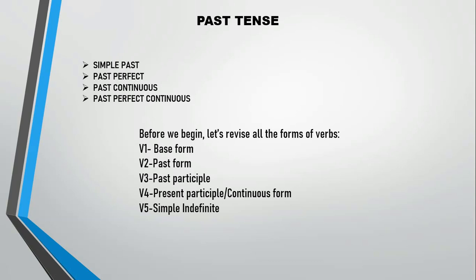Now V4, present participle or continuous form, which is formed by adding ing to the base form of the verb. Now next is V5, which is called the simple indefinite form, isn't it? And that is formed by adding s or es to the V1 form of the verb.